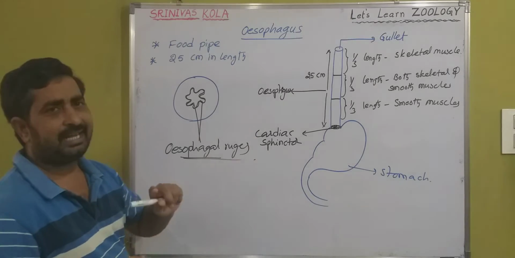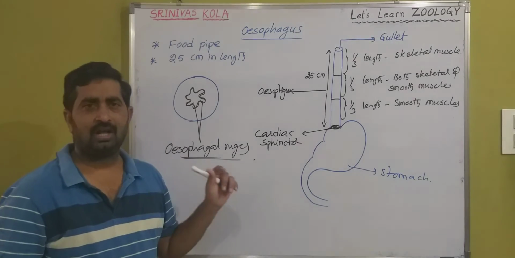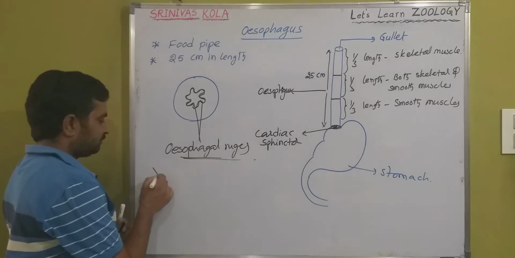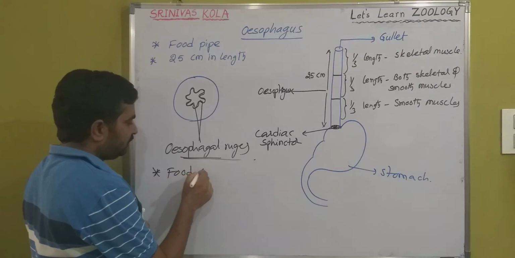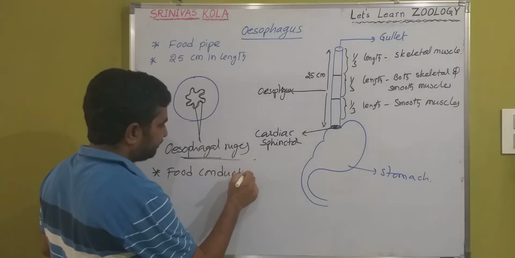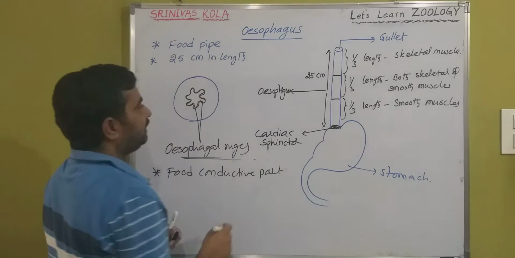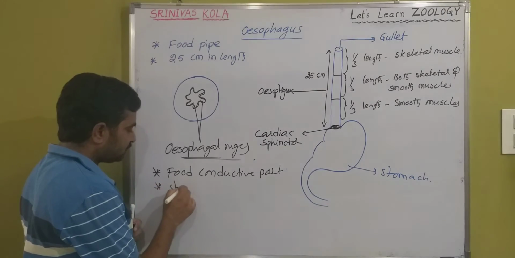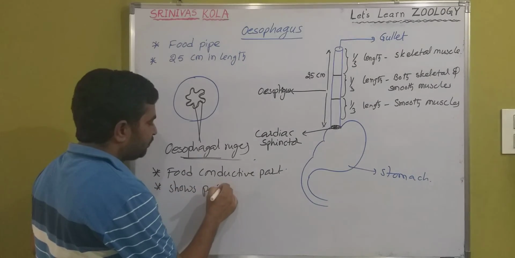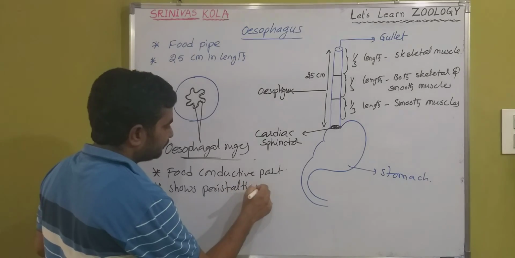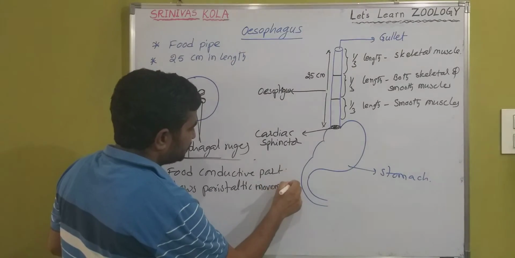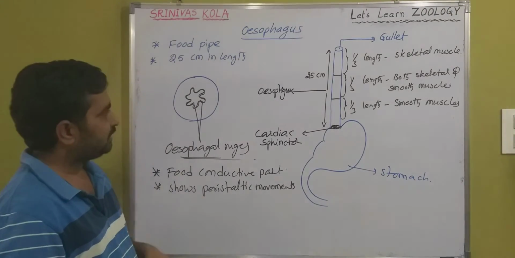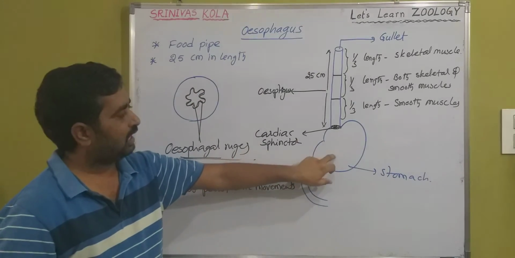And here there are no enzymes. Enzymes are completely absent in the esophagus. It is just a food conductive part, and it shows peristaltic movements. As a result of peristaltic movement, the food is transported into the stomach.